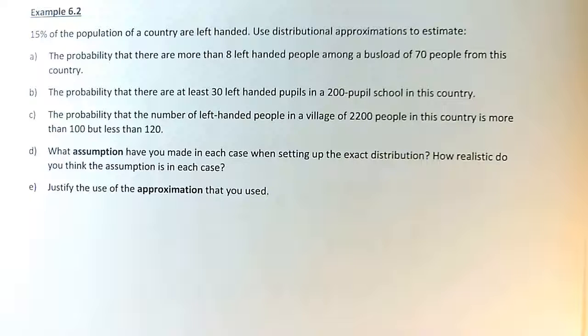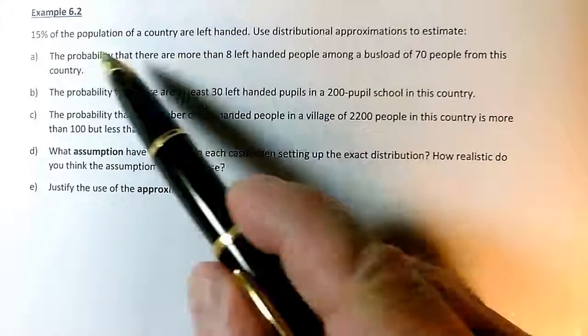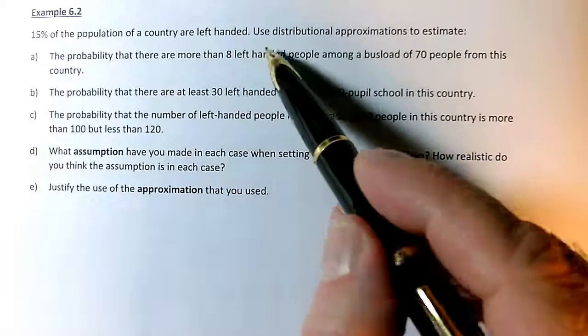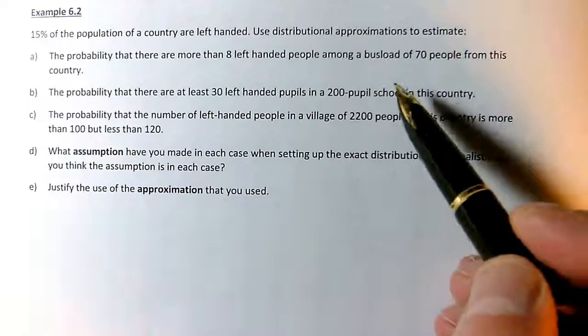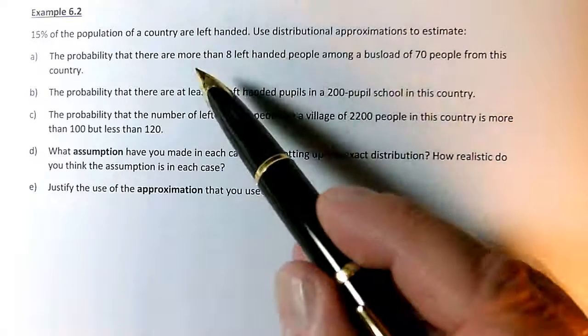Okay, this is the very last example in booklet 2. We have got a context question, so we've got a country, 15% of the people are left-handed. Okay, we're going to have to set up distributional approximations for these things. Well, before I can do that, I need the exact distribution. So look at part A.